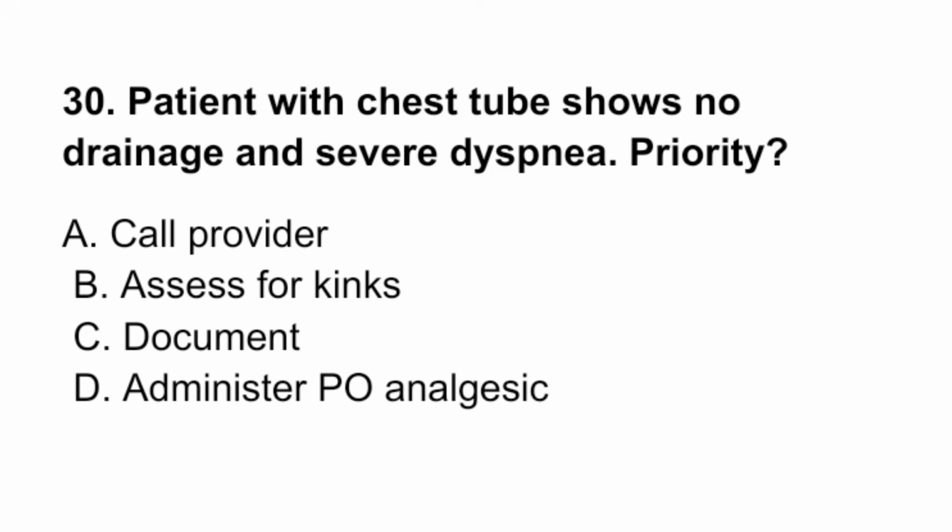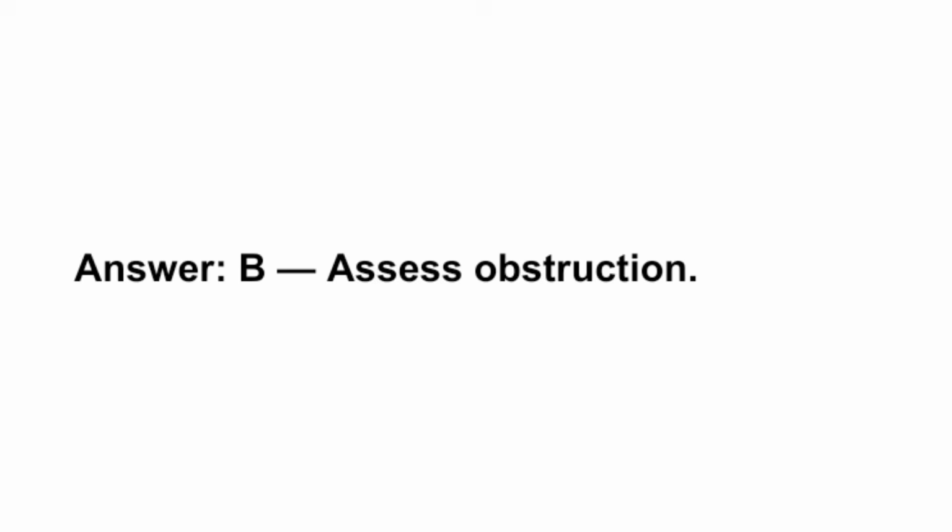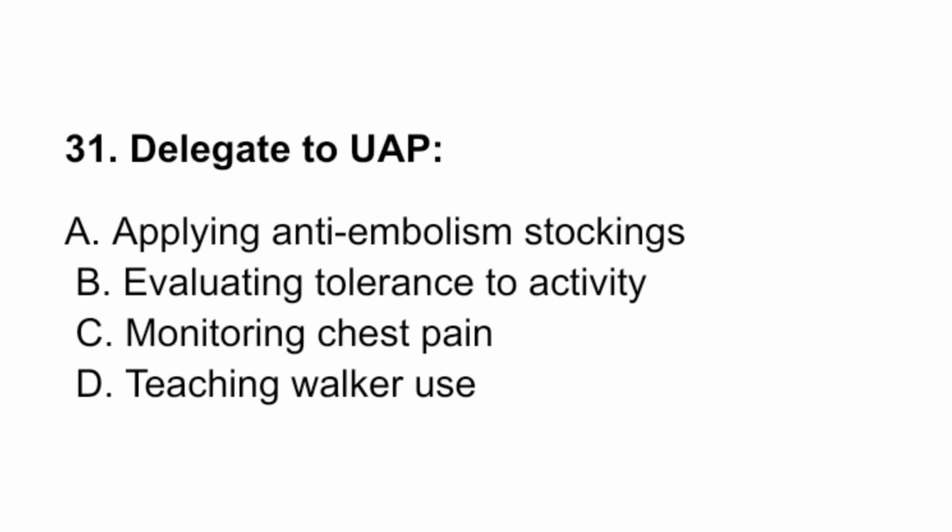30. Patient with chest tube shows no drainage and severe dyspnea. Priority. A. Call provider. B. Assess for kinks. C. Document. D. Administer PO analgesic. Answer B. Assess obstruction.